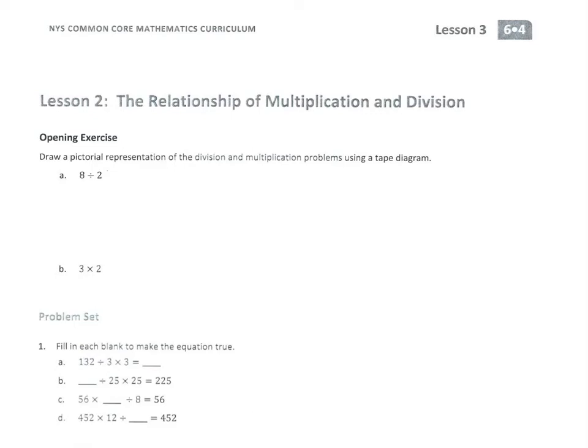Hey there guys, so we're going to be doing a lot of math work to get you ready for our next round of new concepts. This is going to seem a little easy to you, but don't get too used to it. We're going to bring back our tape diagrams. Draw a pictorial representation of the division and multiplication problems using a tape diagram.